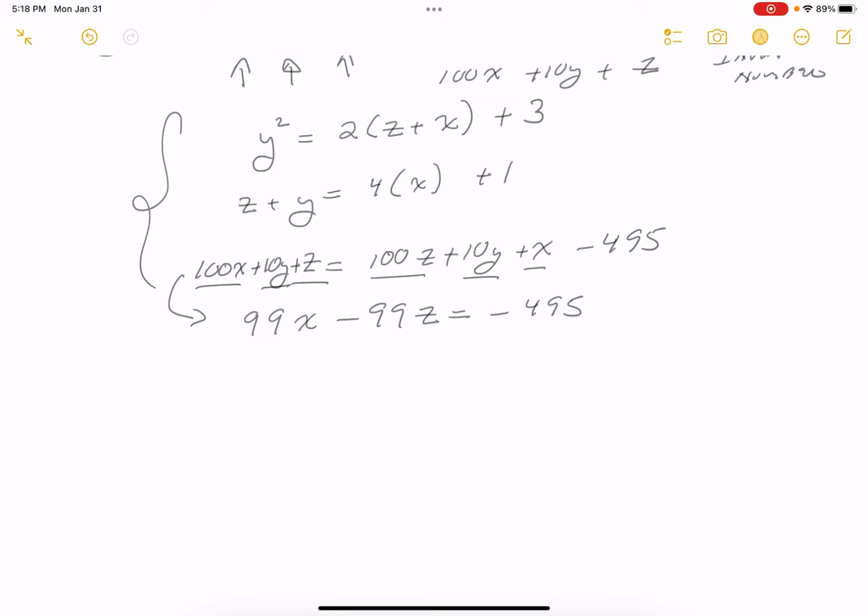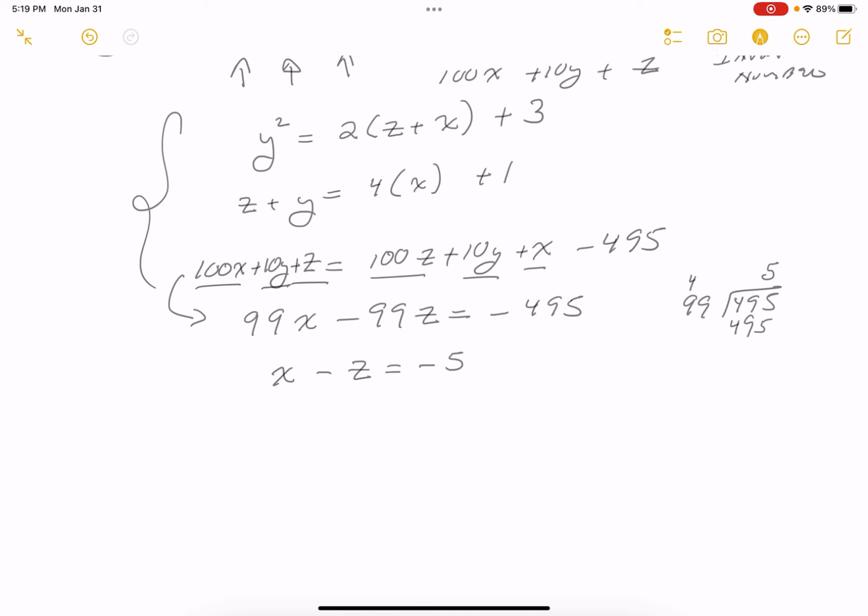Now I'm wondering, looking at the 495 and the 99, there's probably some relationship between those numbers. It may not be immediately obvious to you, but I'm going to do 99 into 495, and that looks like it goes in 5 times. 5 times 9 is 45, and 45 plus 4 is 49. And lo and behold, it's 5. So I'm going to divide both sides by 99. And what do you get? x minus z equals minus 5.